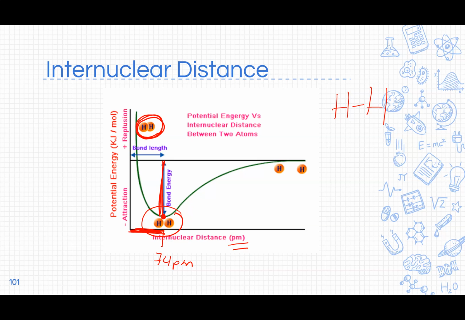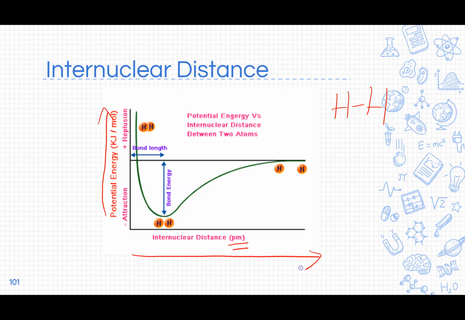We can look up charts of bond energies, but how do they actually get those? By measuring this data right here and making this kind of chart. So this chart is going to be really important. I have seen many AP problems use a chart like this. Again, let's just review. We have the potential energy on the y-axis and the internuclear distance on the x-axis.